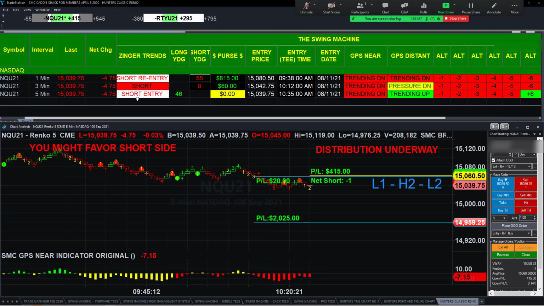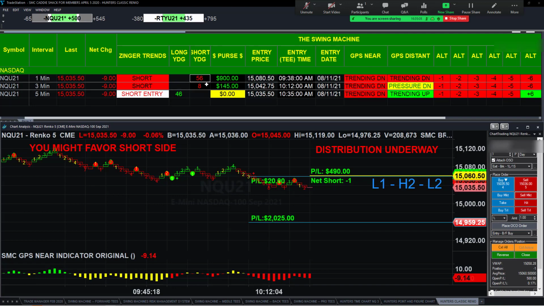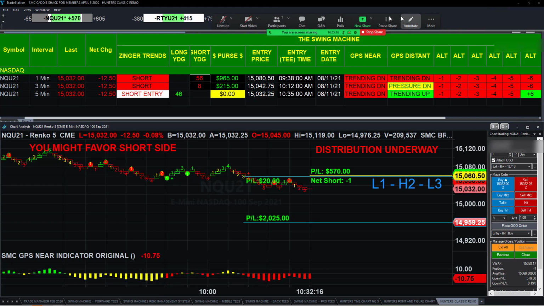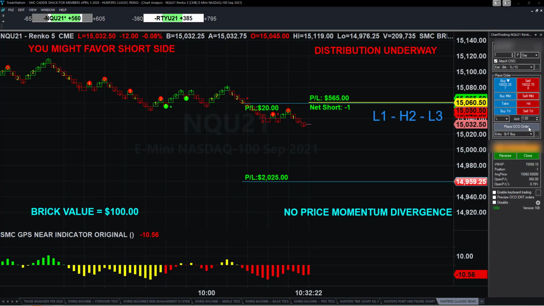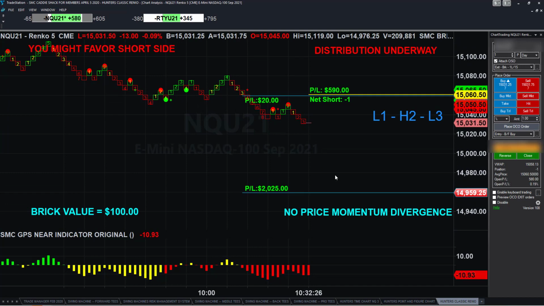The 5-minute is now lighting up short entry. It's starting. It's just starting. So the 1-minute is we're accelerating down, and now this chart is compressed. So let me blow this chart up. Let me get this out of the way. We know where we are.